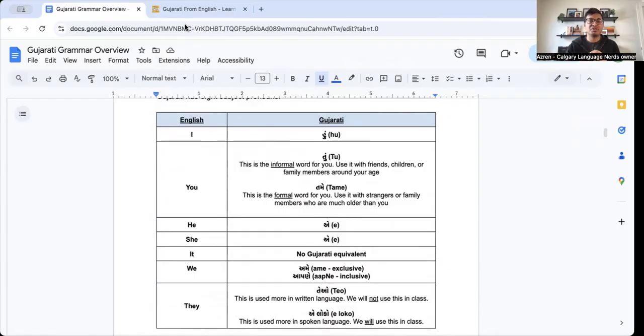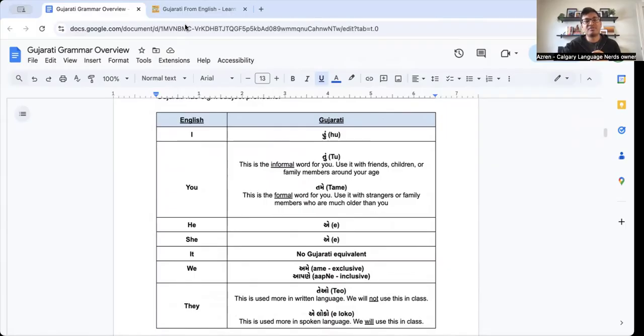We use it with friends, children, or family members around your age. Tame is the formal word for you. We use it for strangers, with family members who are much older than you, maybe aunts, uncles, grandparents, right? E is the word for he and she, same word for both.